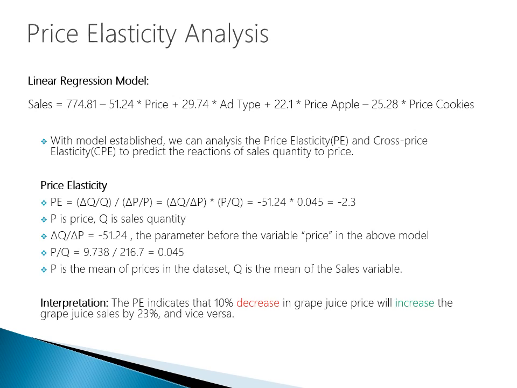So from this, we've calculated our price elasticity, and the interpretation is that a 10% decrease in the grape juice price will increase the grape juice sales by 23% and vice versa. So we now have a quantifiable relationship of the elasticity and its impact on demand versus change of price.